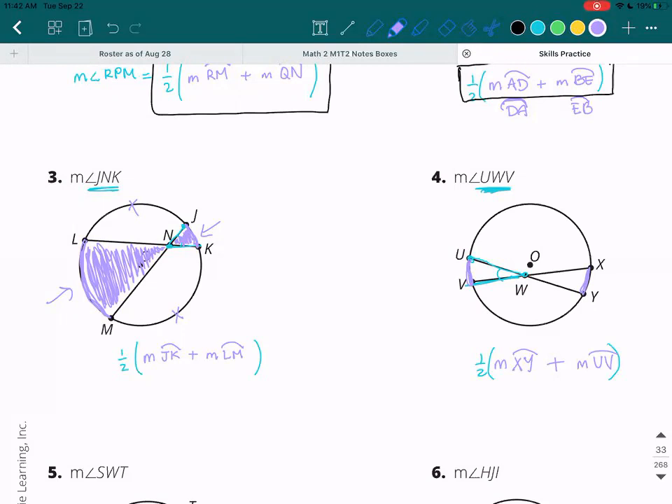No, it doesn't matter. You could have written measure of arc UV plus measure of arc XY. It's fine, because it's like saying 3 plus 1 is the same thing as 1 plus 3. They're both 4. It doesn't matter which order you add it in.